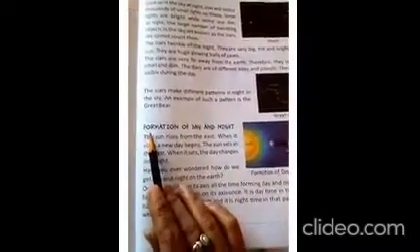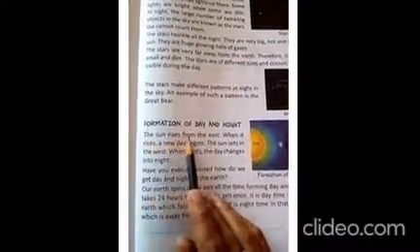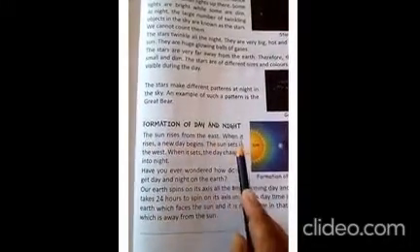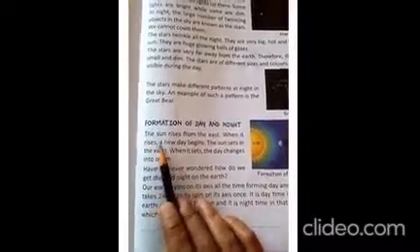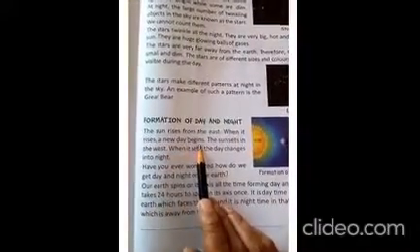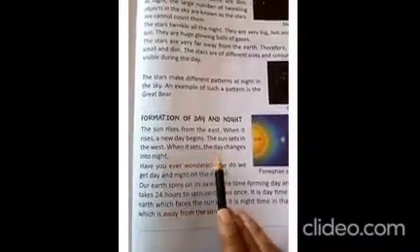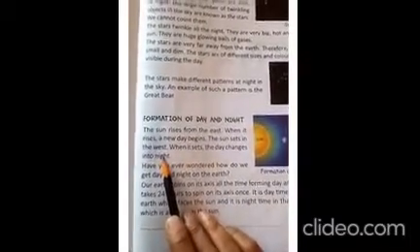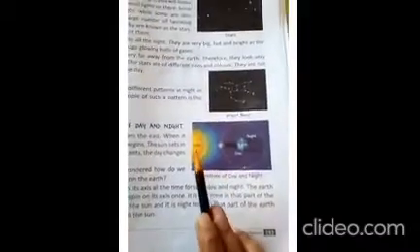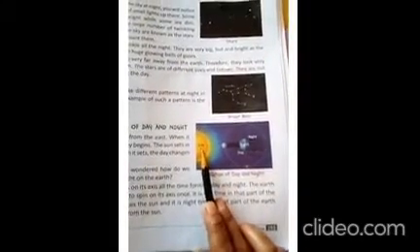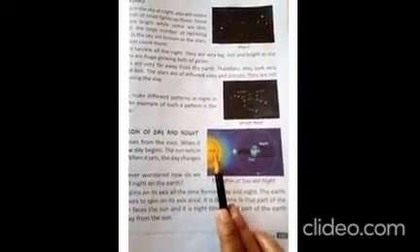The next topic is formation of day and night. The sun rises from the east. When it rises, a new day begins. The sun sets in the west. When it sets, the day changes into night. You know that when the sun rises, it is daytime, and when the sun sets, it is night time.